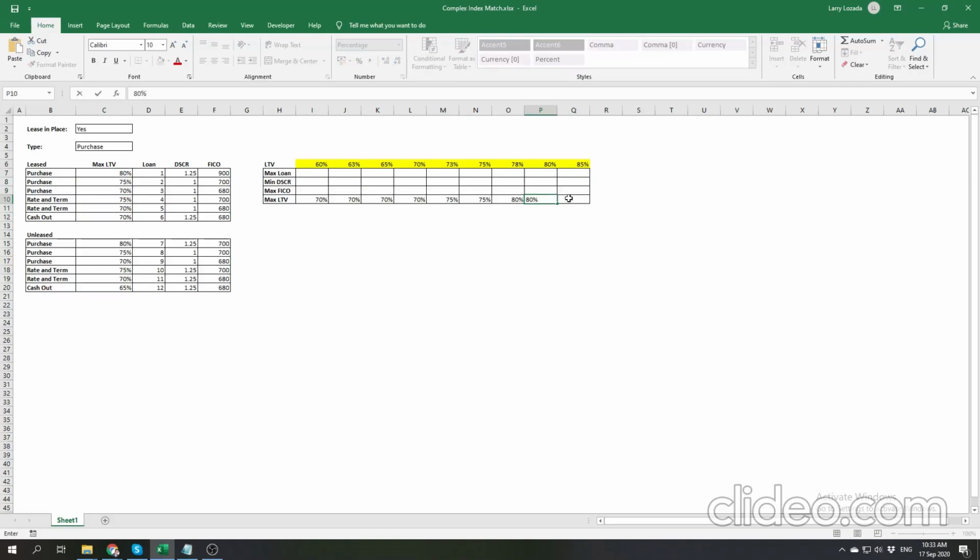80% is equal to 80%, but when it comes to 85%, 80% is the largest value in here. However, it is less than 85%. So in this case, we'll be taking the largest value from this range of cells, so that would be 80%.